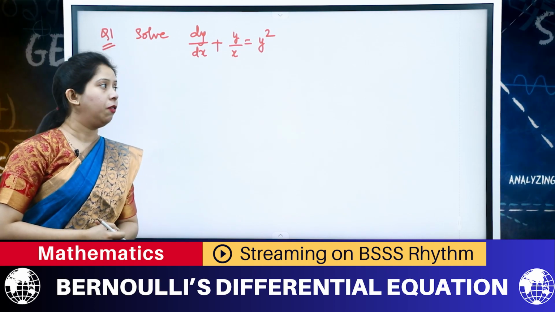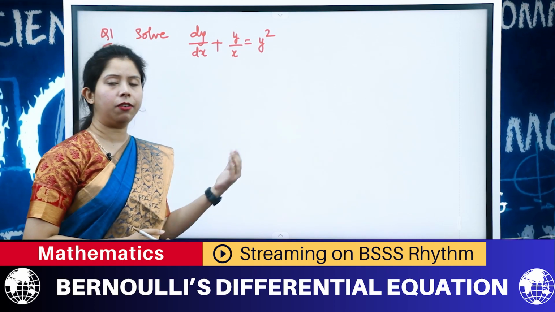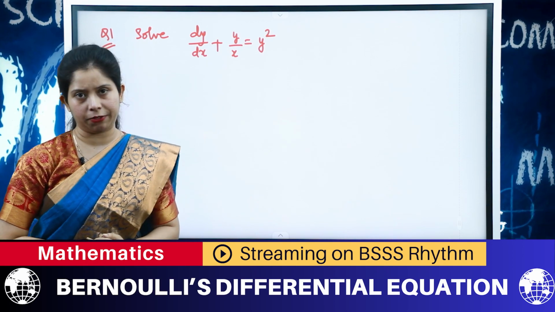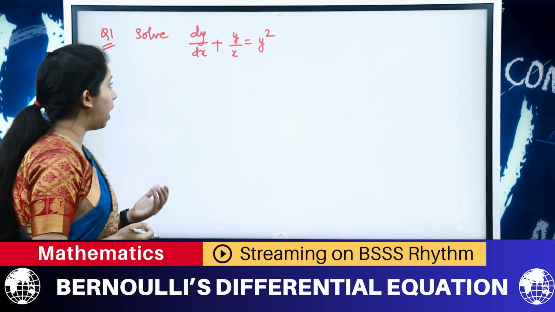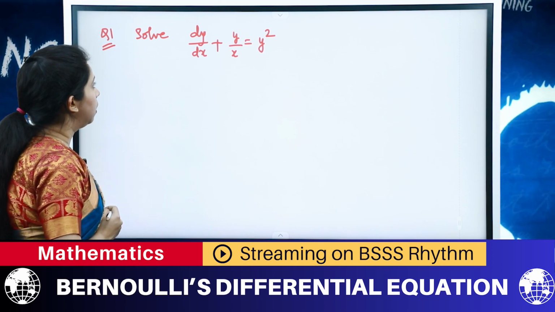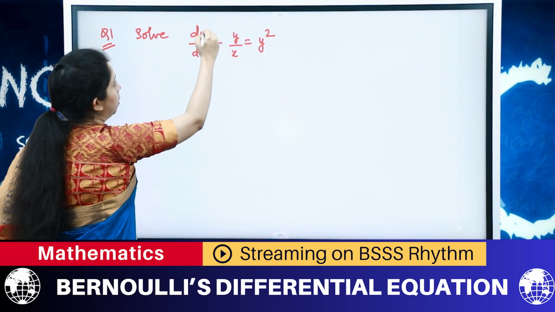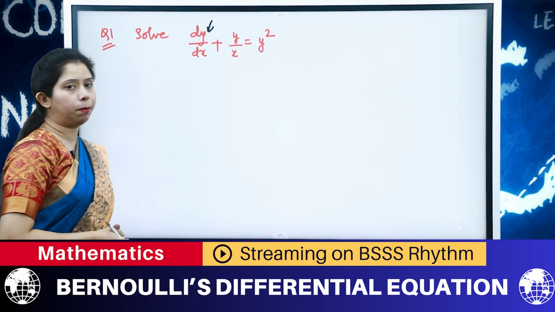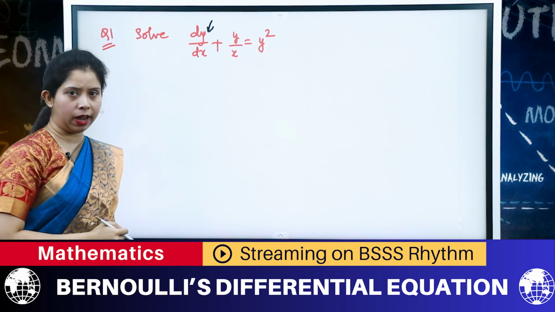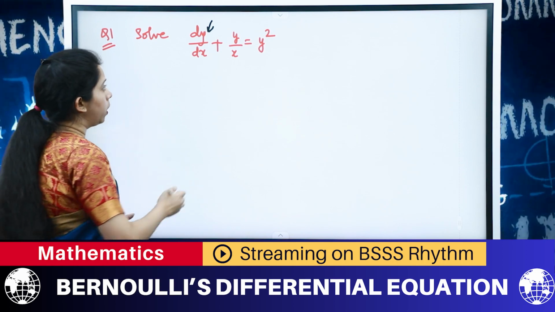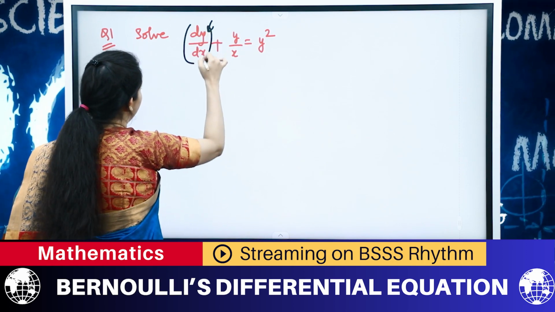Firstly, we will have to check whether the given differential equation is a linear differential equation or a Bernoulli differential equation. For that, we will first check what the dependent variable is. Here y is the dependent variable. The next step is we will check the degree of y and its derivatives. Here the degree of the derivative is 1.